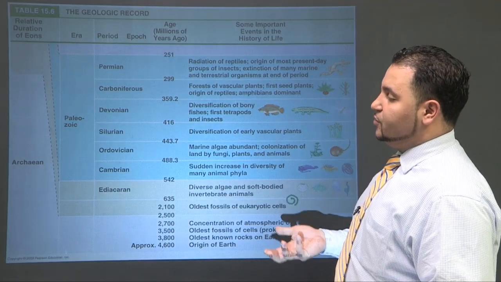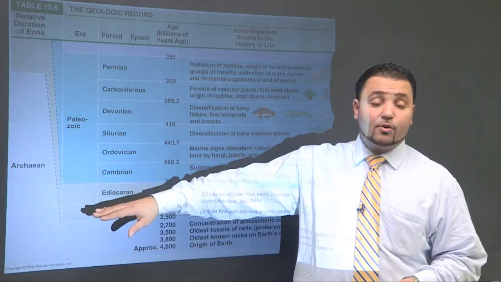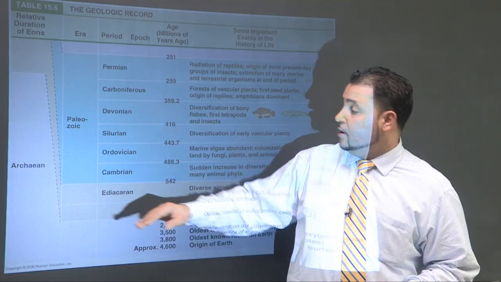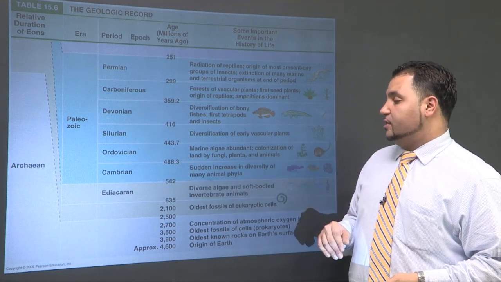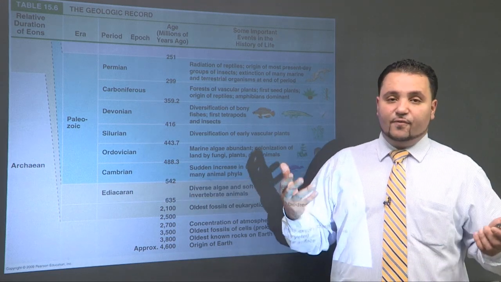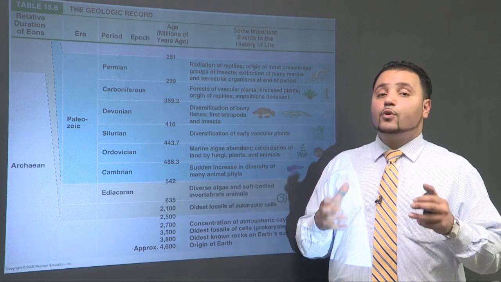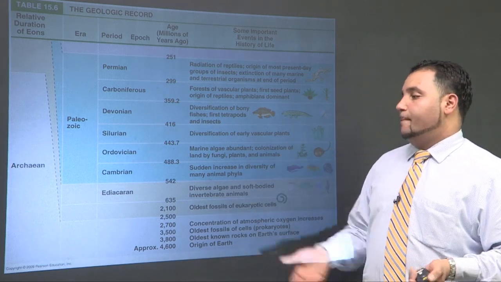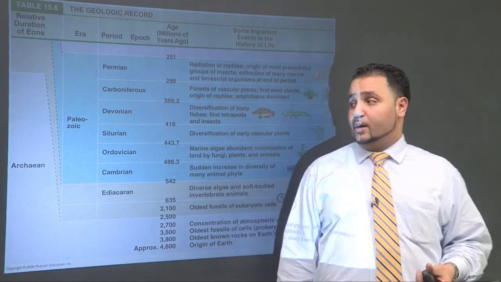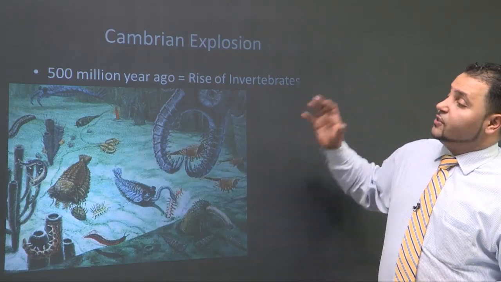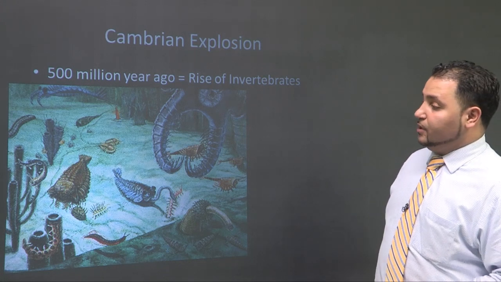Here's the other half of the story where we have something I like to call the Precambrian era, because right here, the Cambrian period is a big thing. Sudden increase in the diversity of many animal phyla. An underwater world begins to emerge. Before that, we start to see a lot of unicellular organisms during the Precambrian era. Okay, and so just think about this Cambrian explosion about 500 million years ago.